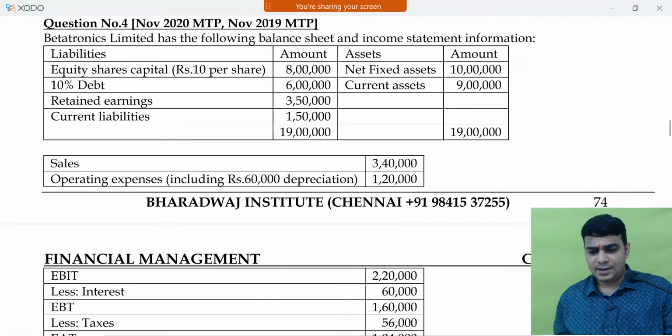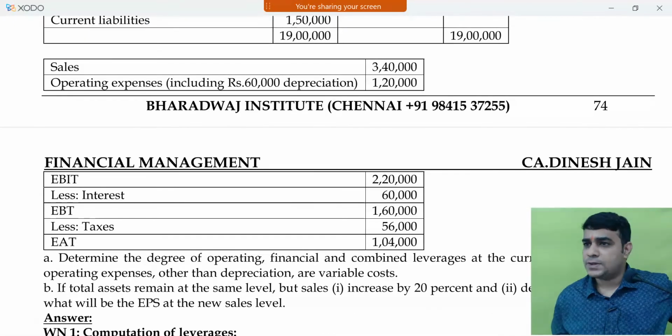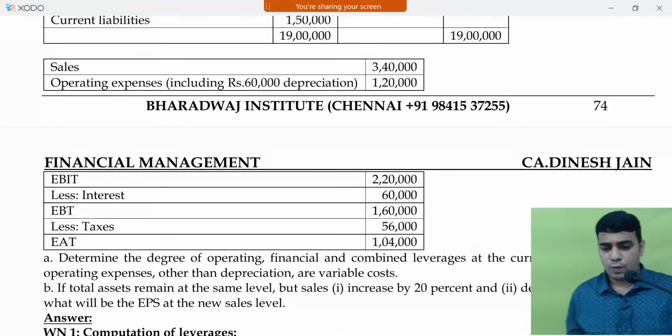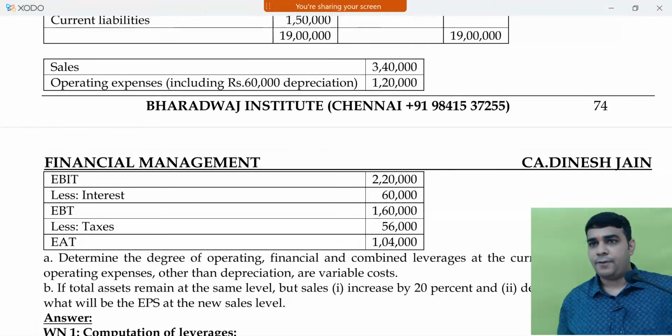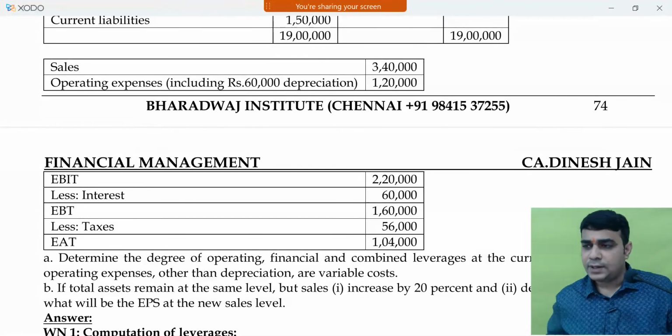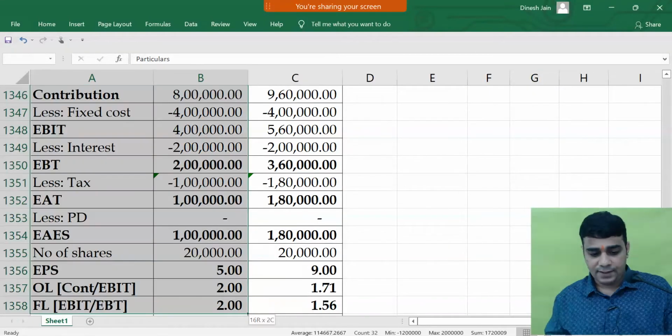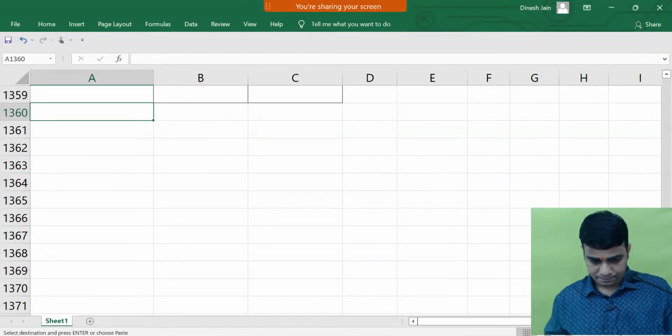Okay, an income statement has been given. We are required to calculate OL, FL and CL, and then there is some change in sales. They want us to find the new earnings per share. So, they have given an income statement. I don't want the income statement in this format. My format is slightly different. So, I will put the income statement in the format which helps us in getting the leverages.